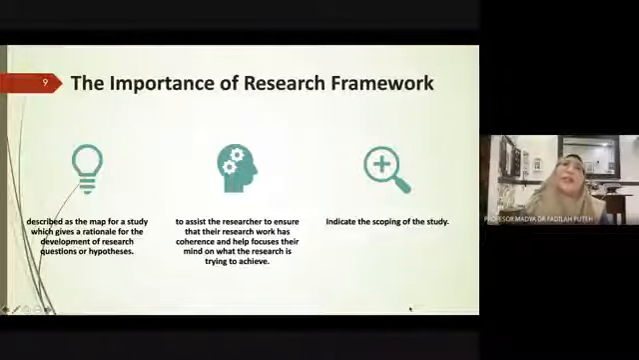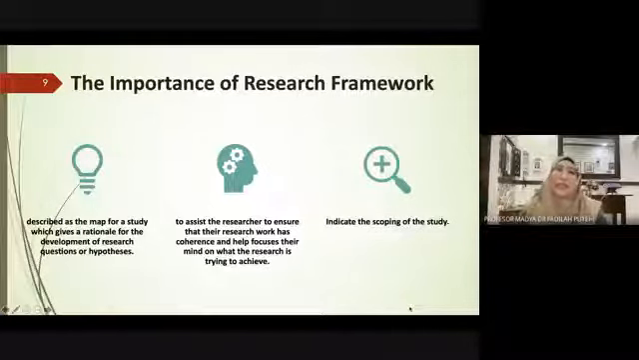The second one, research framework helps to assist the researcher to ensure that their research work has coherence and helps focus their mind on what the research is trying to achieve. So when you have a clear research framework, it tells you what areas or concepts to focus on. I understand that for those doing master by research or even PhD, the more you read, the more confused you are. When you read this, you say this is very interesting. When you read that, this is also very interesting, and you keep on reading until you are lost in your reading.